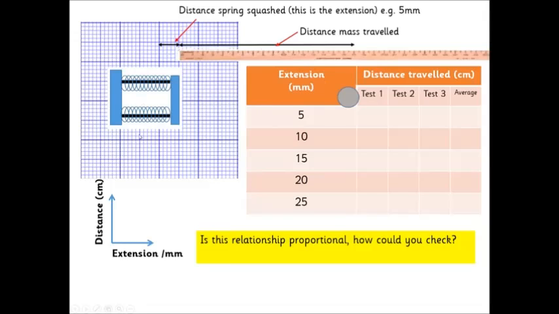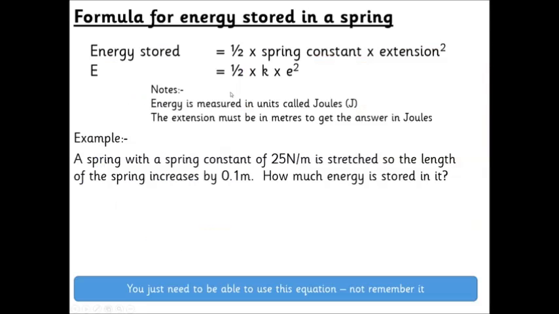All right, so that's just a little bit of a memory as how you tested the energy stored in a spring. So the formula, again, I've got across the bottom of the screen. You just need to be able to use this equation. You don't need to be able to remember it. The energy stored is this. It's half times the spring constant times the extension squared. So the letters are E equals half k e squared. Some quick notes: to get the answer in joules, you need to plug the numbers in in meters.